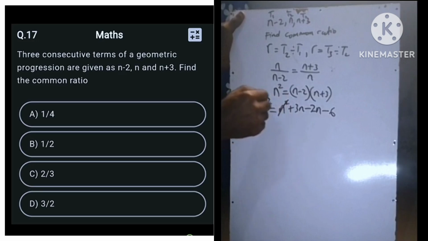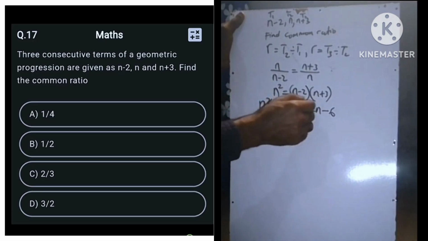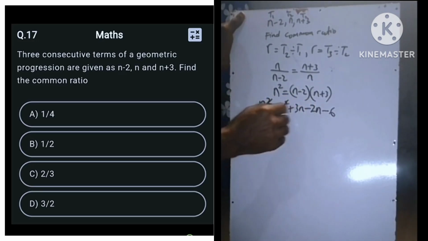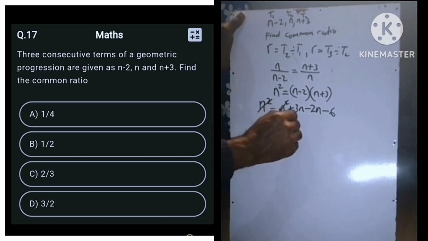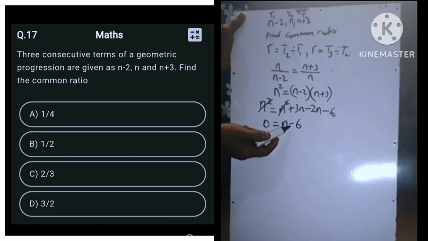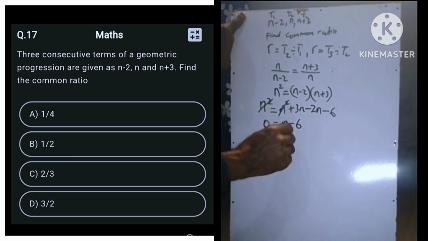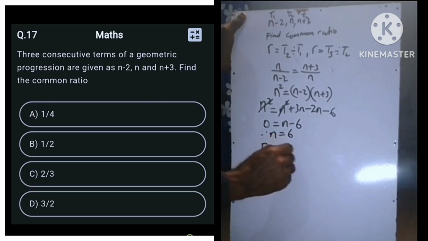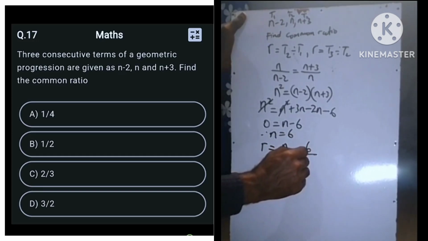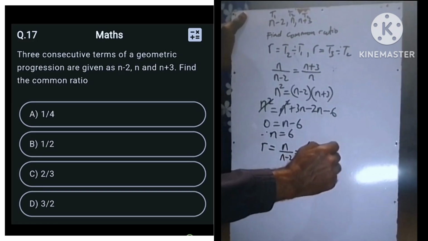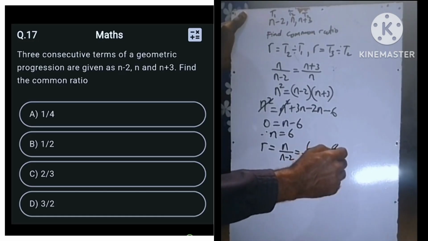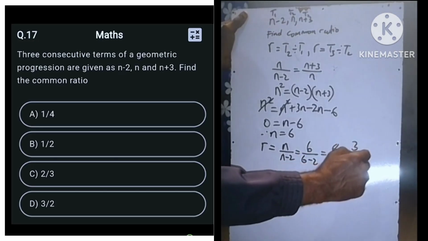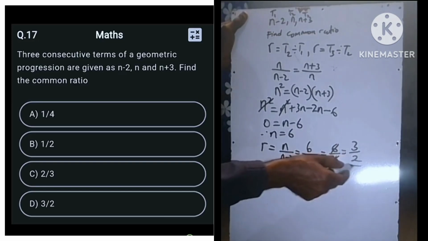Now at this point, this n squared, we subtract the n squareds out. So plus 3n minus 2n will give us n. So 0 is equal to n minus 6. Now the next thing I will do, I will carry this minus 6 over to this side. So therefore my n is equal to 6. Now since we are putting our n as 6, but don't forget that the ratio is equal to n over n minus 2. So with n as 6, it becomes 6 divided by 6 minus 2, which is 6 divided by 4. Let's break it down. This will give us 3 over 2. So our common ratio is 3 over 2.